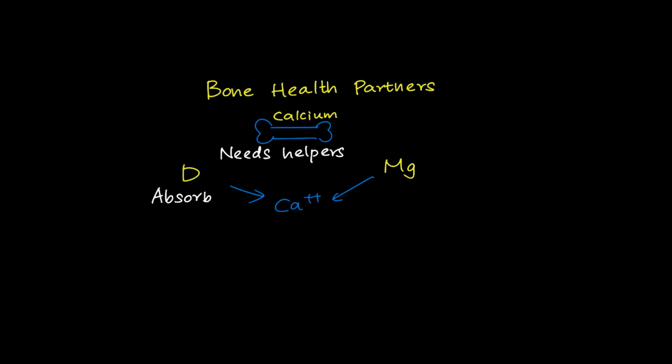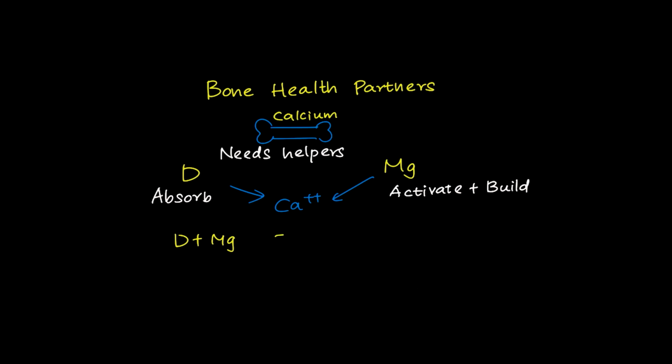Magnesium plays two roles. It activates vitamin D into its functional form, and it contributes directly to bone structure. Together, vitamin D and magnesium form the strongest supporting cast for calcium uptake and mineralization in postmenopausal women.